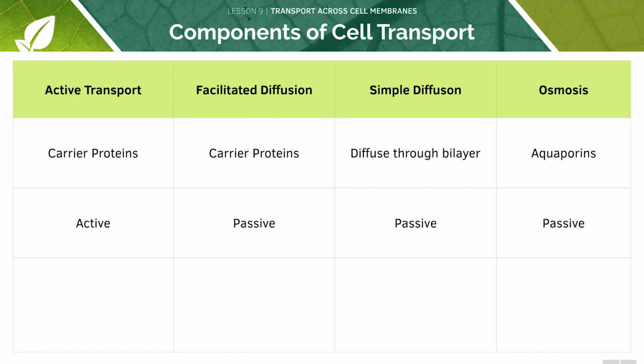Next, let's look at the concentrations. Active transport moves from a low to a high concentration. Facilitated diffusion will move from a high to a low concentration, as will simple diffusion and osmosis.